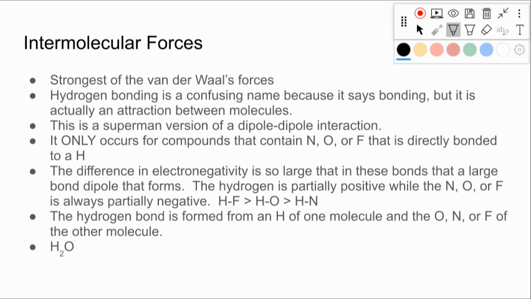If we were to rank these because of the electronegativity, an HF bond would be more polar than an HO bond than an HN bond. And that's just because of the trend for electronegativity, because it increases up, increases across. This one is the furthest over to the right, then this one, and then this one is the furthest away from the right. A hydrogen bond is formed by the hydrogen of one molecule and the O, N, or F of the other molecule. So let's draw water and look at it from that perspective.